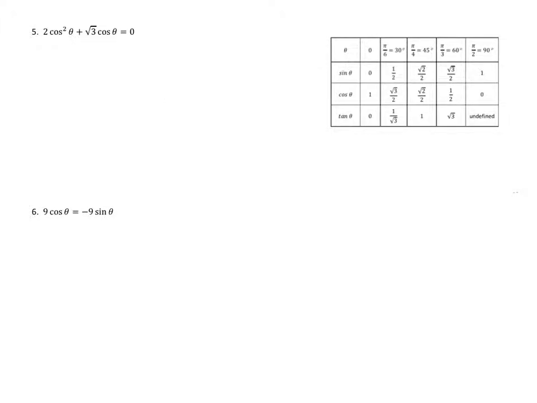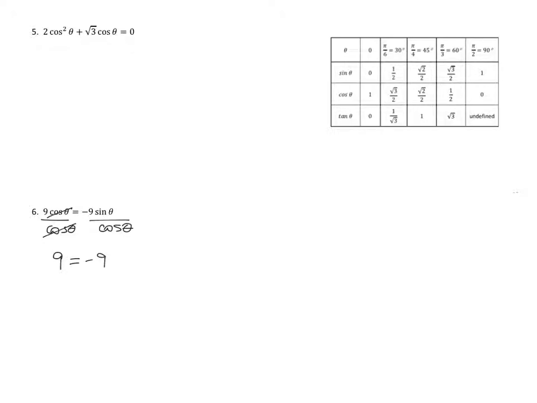Okay, for number 6, this one looks a little different. We have a cosine and a sine. The way we can approach this is, I can divide both sides of an equation by anything that I want to, as long as I do it to both sides. So I'm going to divide both sides by cosine of theta. That gives me cosine and cosine, which leaves me 9 on one side, and then negative 9.